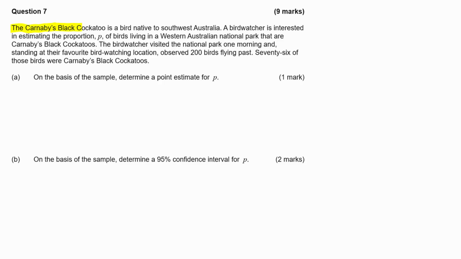The Carnaby's black cockatoo is a bird native to southwest Australia. A birdwatcher is interested in estimating the proportion P of birds living in a Western Australian national park that are Carnaby's black cockatoos. The birdwatcher visited a national park one morning and, standing at their favourite birdwatching location, observed 200 birds flying past. 76 of those birds were Carnaby's black cockatoos.